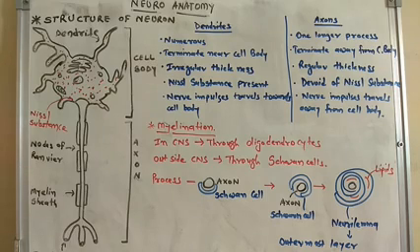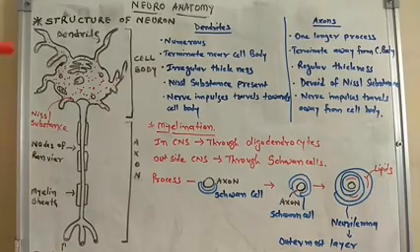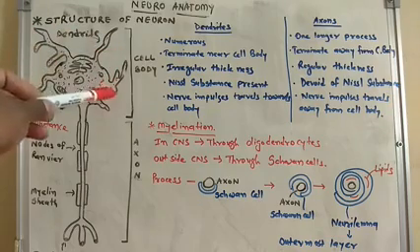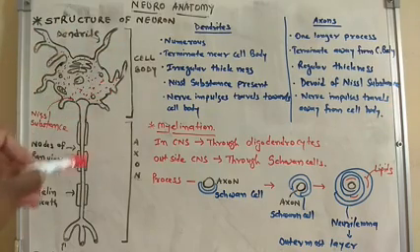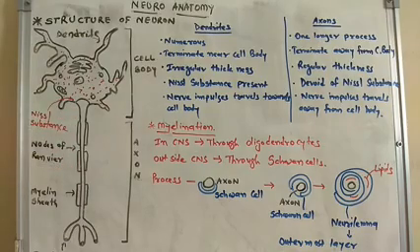The Nissl substance is present in the dendrites, but it is not present in the axon. The function of the dendrites is to collect the nerve impulses from surrounding areas, whereas the function of the axon is to convey the nerve impulse away from the cell body. So this is the basic difference between the dendrites and the axon. As we can see here, all these structures are the dendrites, whereas this single process is called the axon.